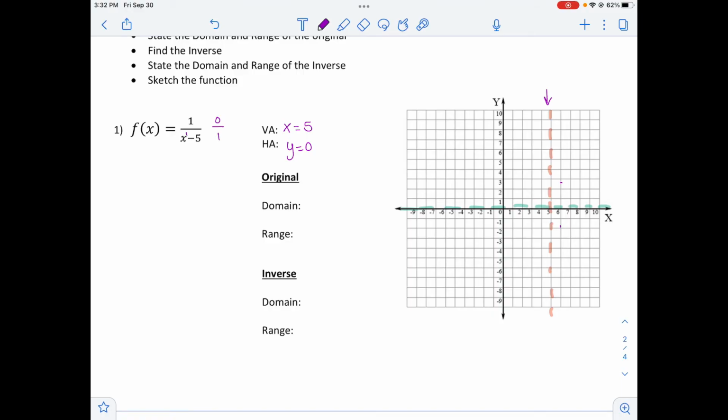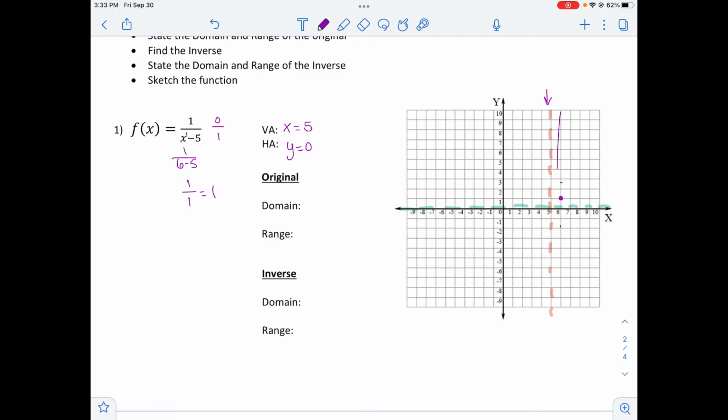Once I know one of them, I'm going to know the opposite because this is a reciprocal type situation with the functions. So I can plug in 6. If I plug in 6 for x, 6 minus 5, and 1 on top. 6 minus 5 is 1. 1 divided by 1 is 1. So I know it's going to be 6 and 1. Okay, I only need 1 point.